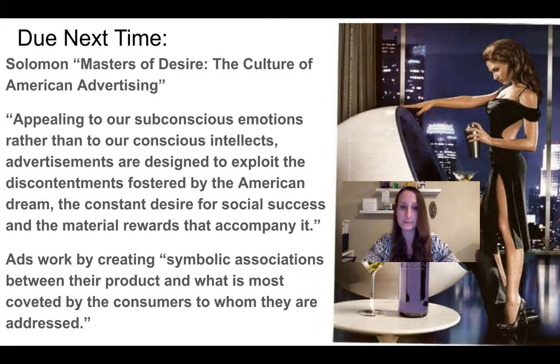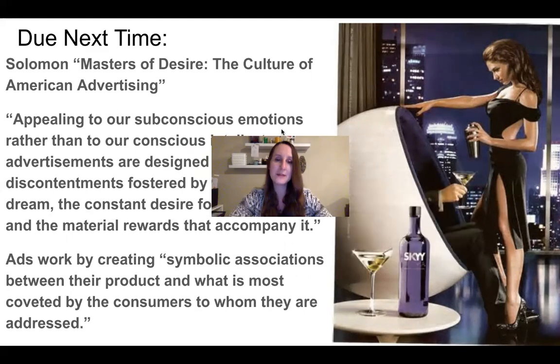He also says ads work on us, they convince us to buy by creating symbolic associations between the product and what is most coveted by the consumers to whom they are addressed. So ads create an association between the item that we buy and whatever we want. We will discuss this essay in class when we meet again. And there are also essay questions over this essay just to help make sure that you are reading and comprehending, since it's such an important essay for our unit.